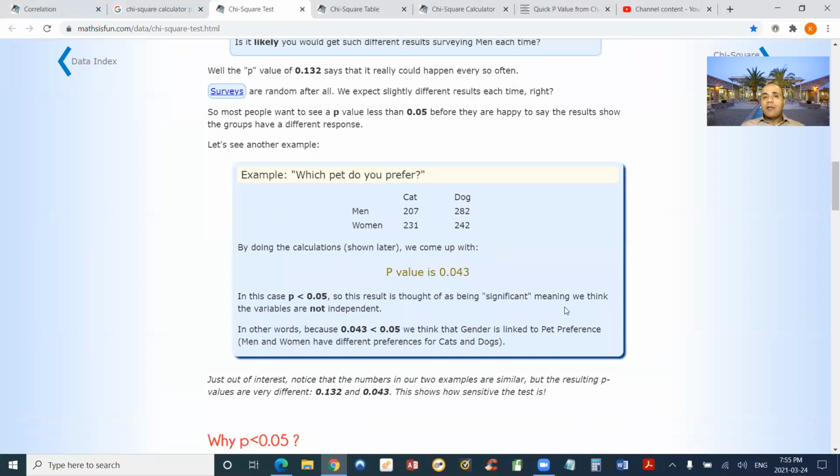Let's take a look at another example. So we have men, 207 of the men have preferred cat as their pet, and 282 have preferred dog. On the other side, 231 women have preferred cat, 242 have preferred dog. Now, as a human being, if you wanted to take a look at the data and make a conclusion, once again, you are going to say, listen, we have a huge difference between males preferring dog as a pet, versus not much of a difference for females choosing either cat or dog as their preferred pet.